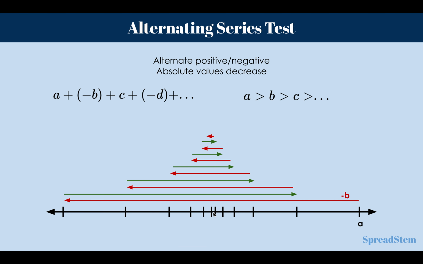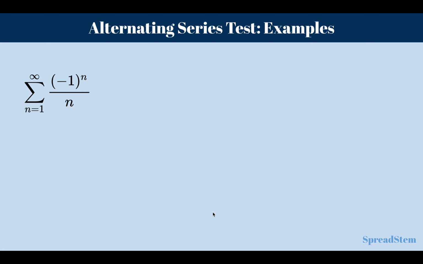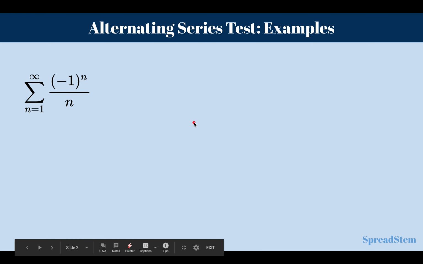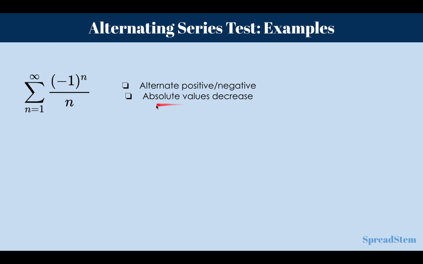Now let's take a look at some examples. In order to use the alternating series test to show that some series converges, these two must be satisfied. So let's take a look at the first condition. We know that this must alternate positive and negative, since we see negative 1 to the power of n, meaning all the even elements would be positive and the odd elements would be negative. So this is satisfied. Now we take the absolute value of this, and we see 1 over n. We know that this decreases, so this condition is also satisfied.